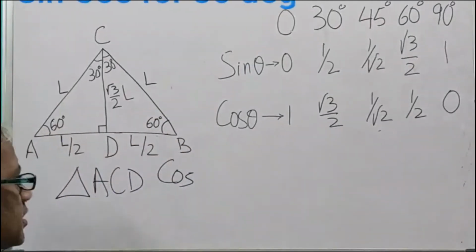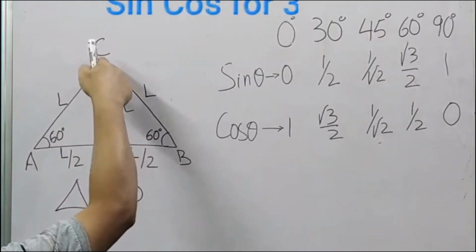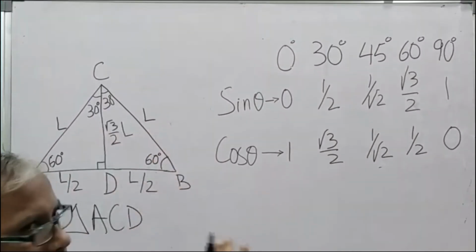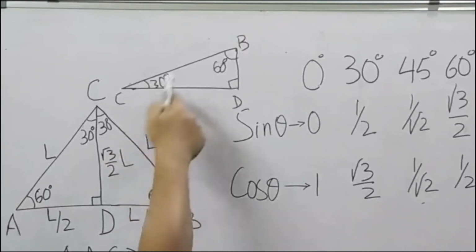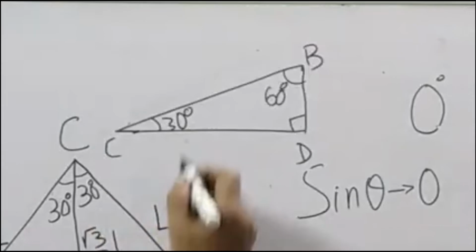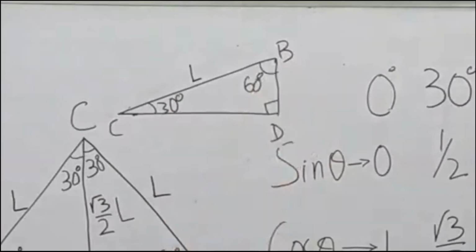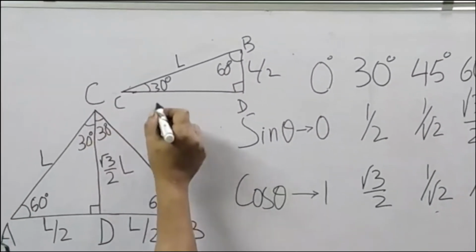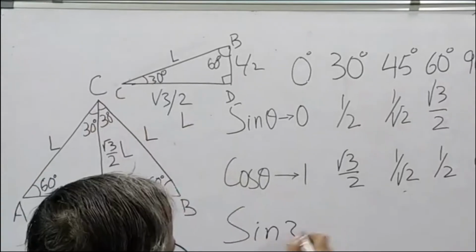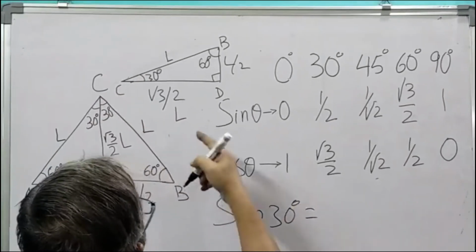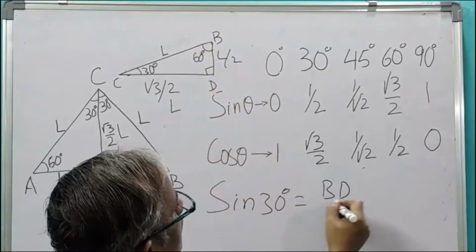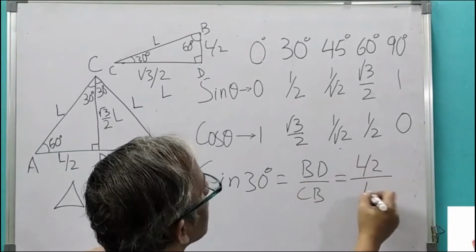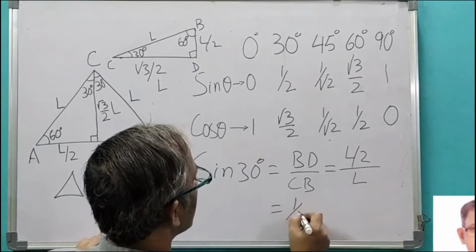Let's move on to 30 degrees. You can see one triangle CDB. We'll take it out and form a different triangle exactly like this. This is the copy of this. So hypotenuse is L and BD is L by 2 and CD is root 3 by 2 L. Sin 30 degrees is equal to P by H. Perpendicular is BD, the hypotenuse is CB. L by 2, hypotenuse is L. So the value comes half.